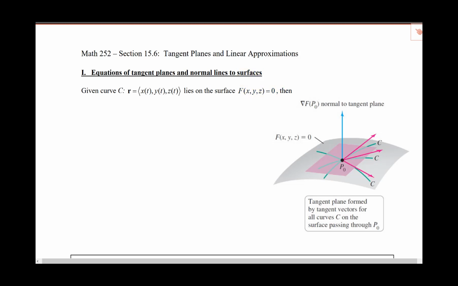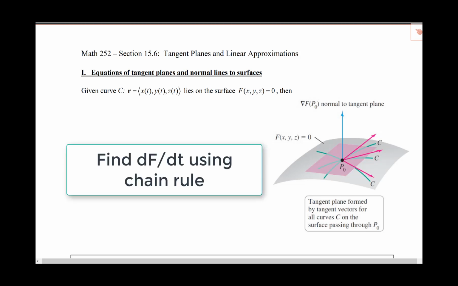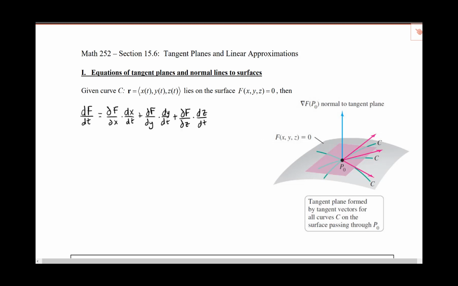Okay, number 1, let's write out what the derivative of that capital F function with respect to t would be using the chain rule. From our work with the chain rule, we know that dF/dt would be the partial of F with respect to x times dx/dt, plus the partial of F with respect to y times dy/dt, plus the partial of F with respect to z times dz/dt. And since that capital F equaled 0, then this derivative would also equal 0.